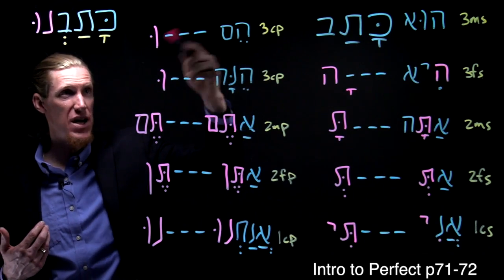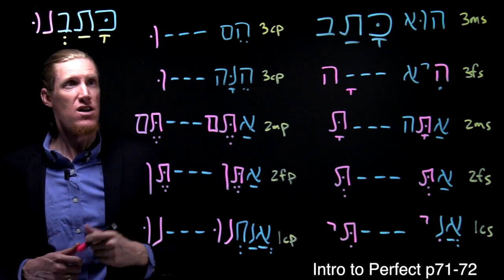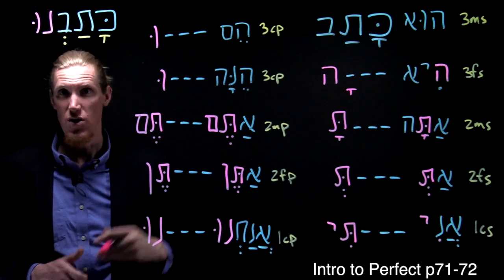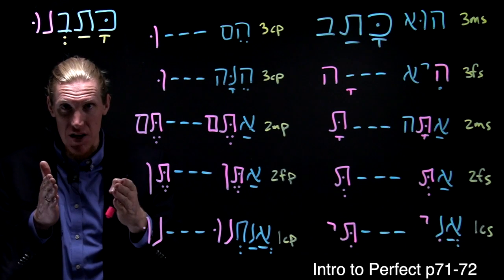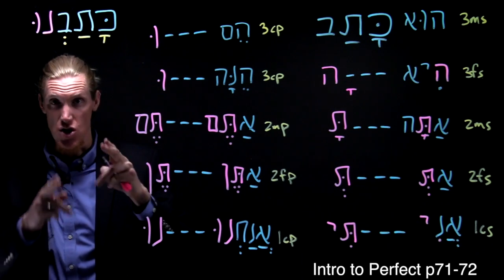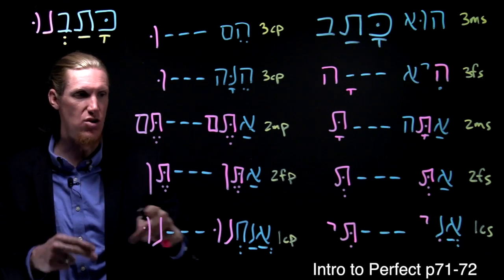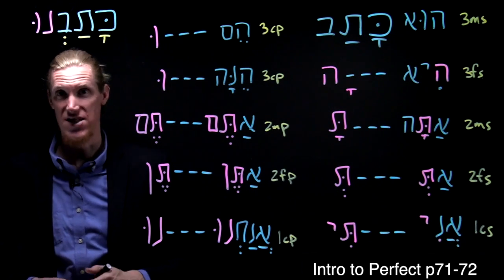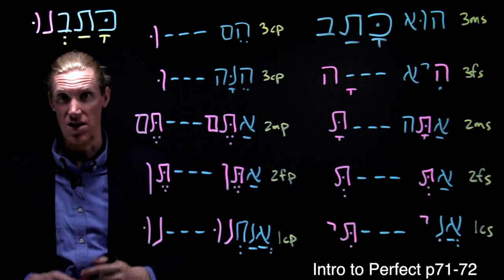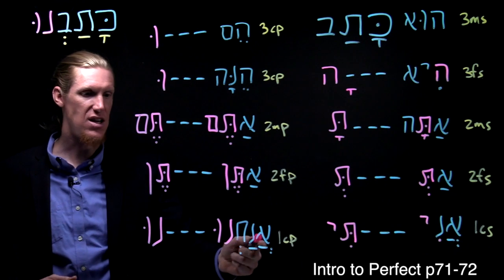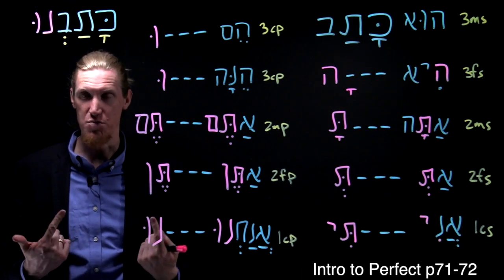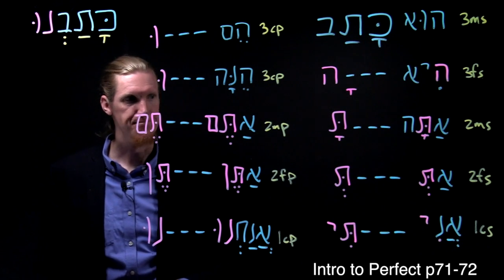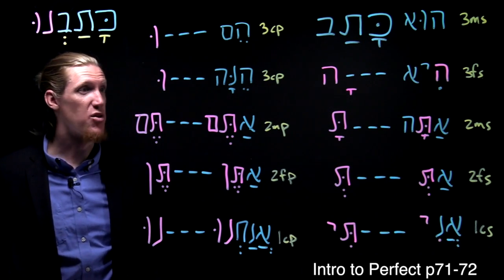Hem and hen make the exact same form. Katvu, hem katvu, they wrote. Atem, katavtem, y'all, masculine, wrote. Aten, katavten, y'all, feminine, wrote. And finally, anachnu, katavnu, we, first plural, we wrote. That is the perfect form.